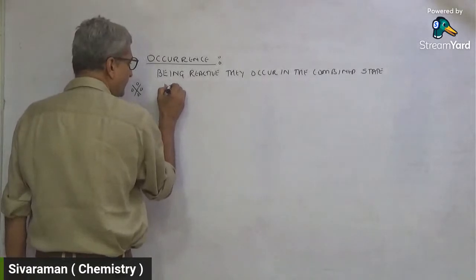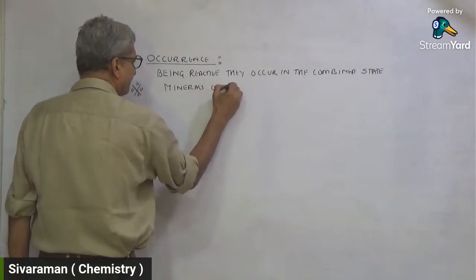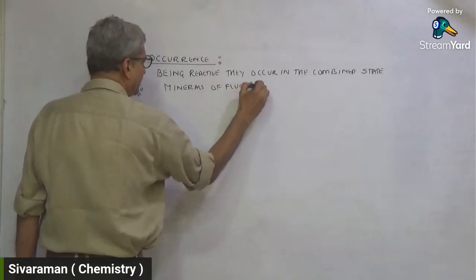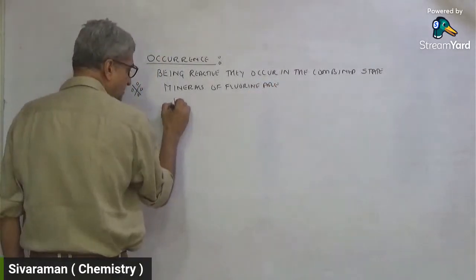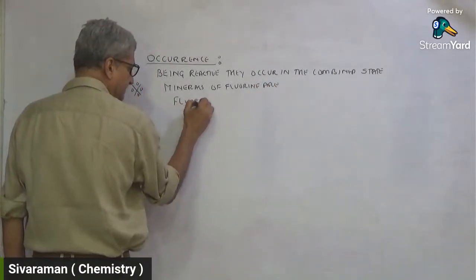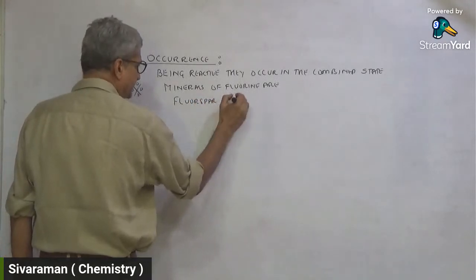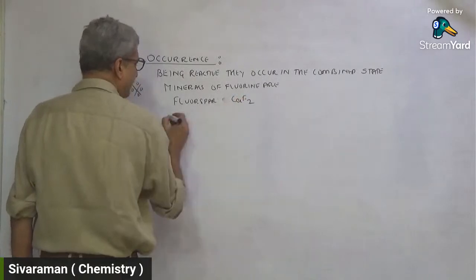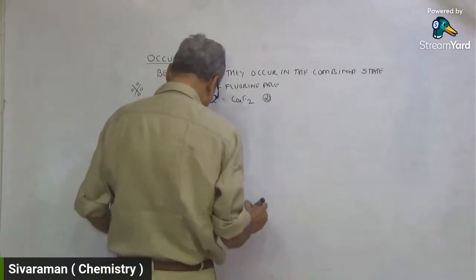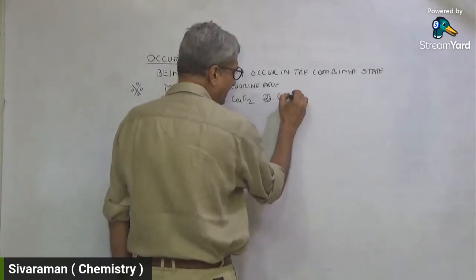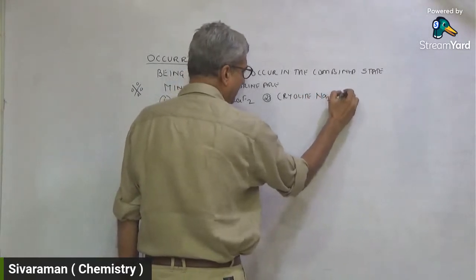So what are the minerals of fluorine? You have fluorspar, which is calcium fluoride, first. Then the second one that we have is cryolite. Cryolite is Na3AlF6.